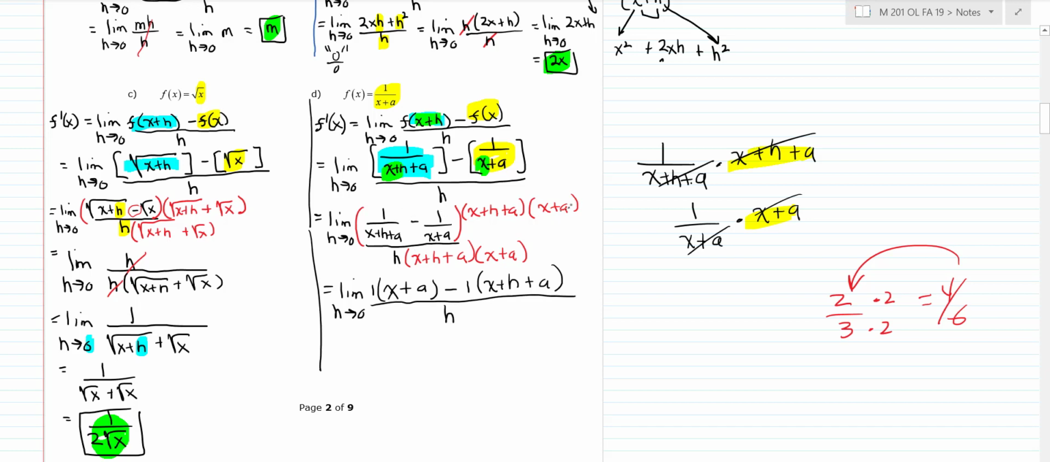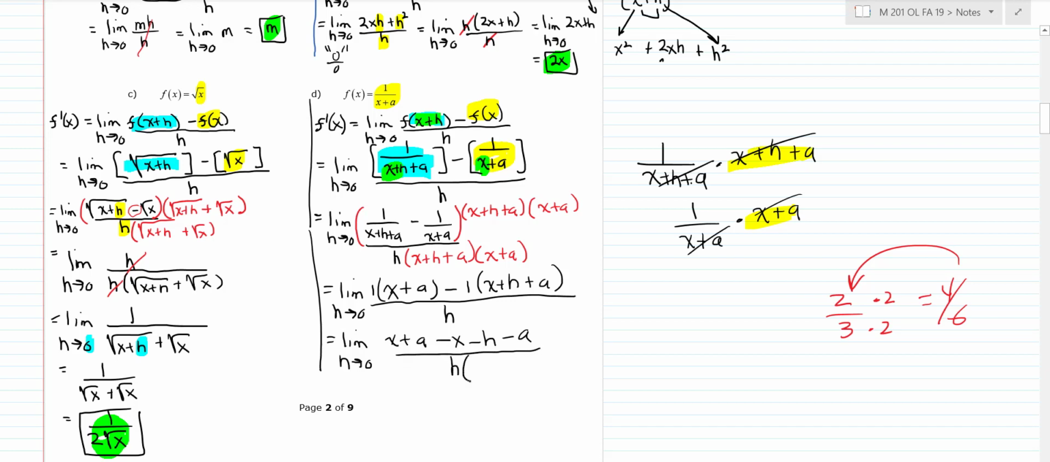And then you're taking this times this. That crosses that out. You're left with 1 times x plus h. Block this out. That'll cancel that out. You're left with minus 1 times x plus h plus a. Do that in your head. Saves you a lot of work on your paper. So we have the limit as h goes to 0. This is going to be x plus a. And then you distribute the negative 1 through there to get minus x minus h minus a all over h.